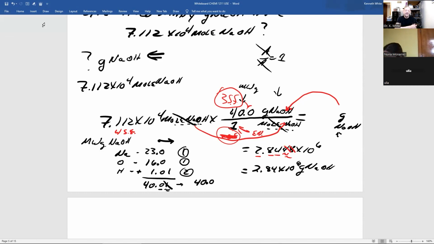So if you need 7.112 times 10 to the 4th moles of sodium hydroxide, which is a solid at room temperature, you go to a balance and weigh out 2.84 times 10 to the 6, which is a lot of sodium hydroxide. And that's how you do it.